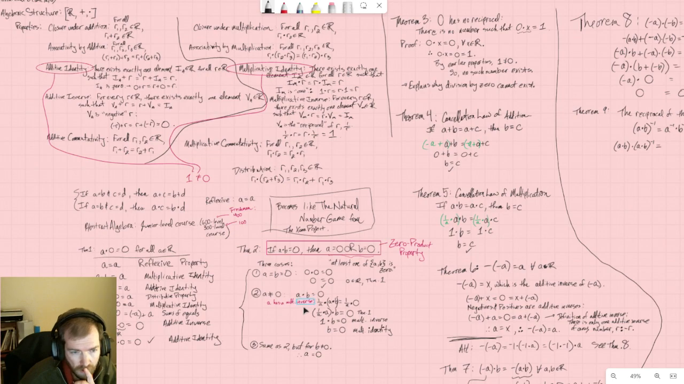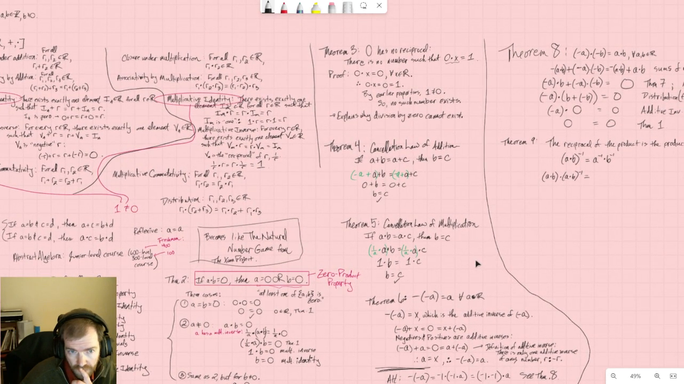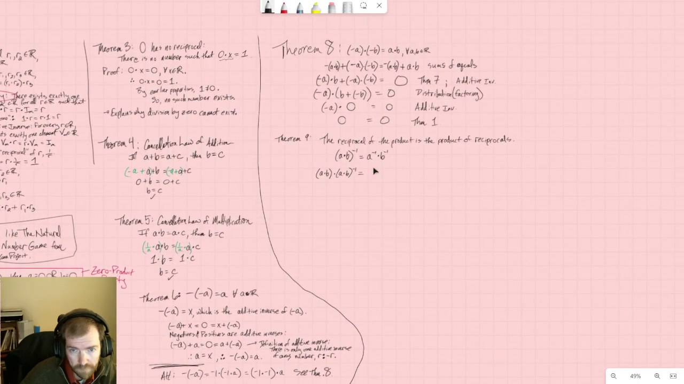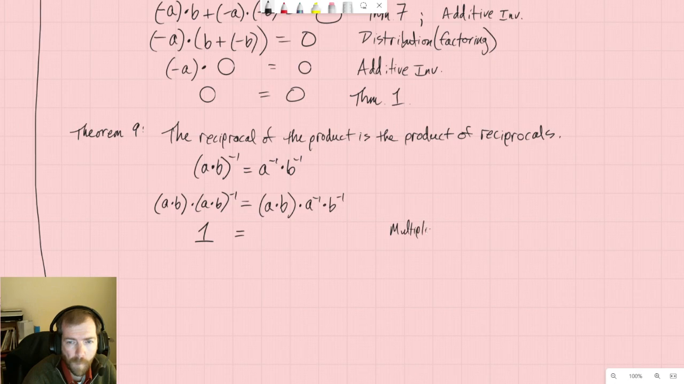Multiplicative inverse. Okay, so we're going to left multiply on this side as well, a times b times a inverse times b inverse. In this particular case we have a thing and its multiplicative inverse, so that's going to get us 1. Alright, this is going to be product of equals.